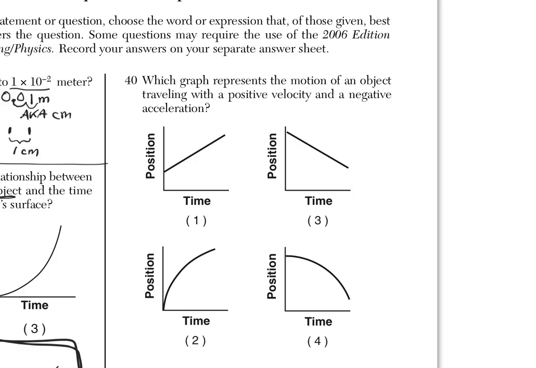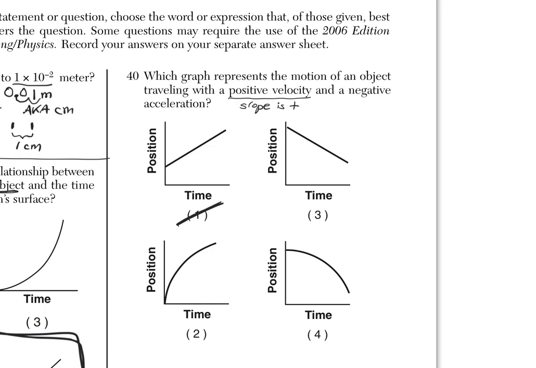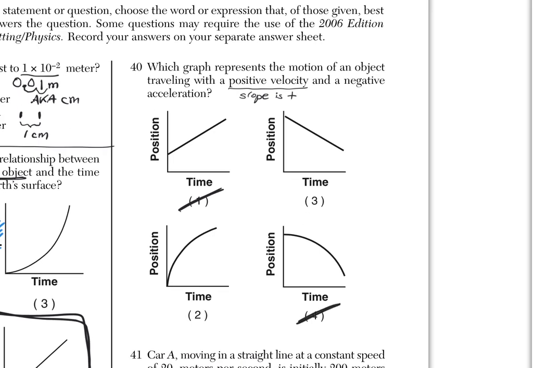Okay, so we have position versus time graph, D versus T graph. Things that I know about a D versus T graph: slope is velocity, right? So then it says traveling with a positive velocity, so the velocity is positive, so that means that the slope is positive. So definitely not choice 1, and not choice 4, and not choice 3. So it must be choice 2.